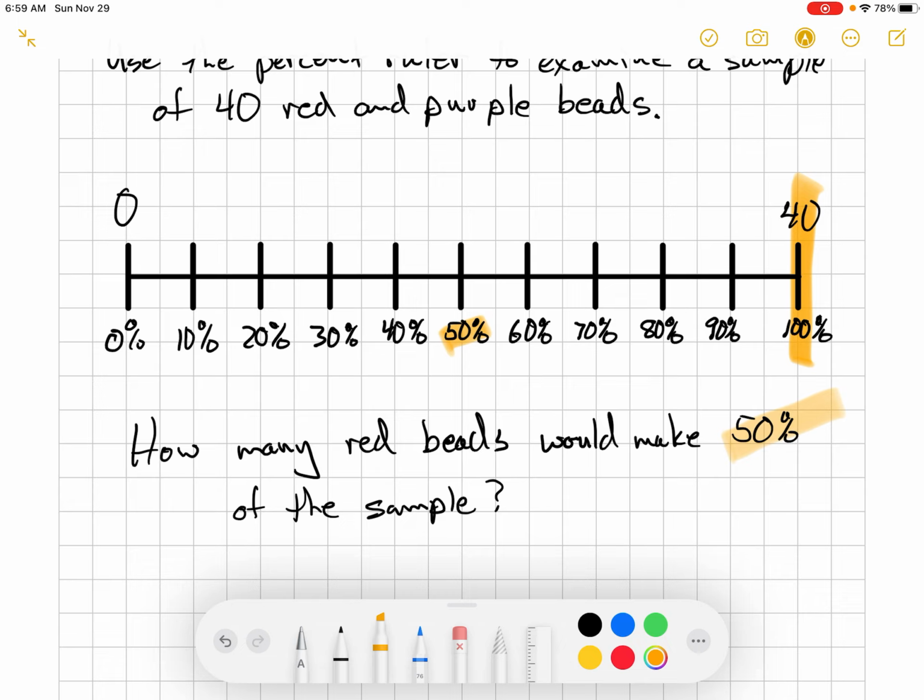Now, we could probably cheat, and we could probably just say 50% is half of 100%, so this has to be 20. We could do that. And you know what? That's fine. By the next problem, though, we're going to be forced to find other information in here, right?